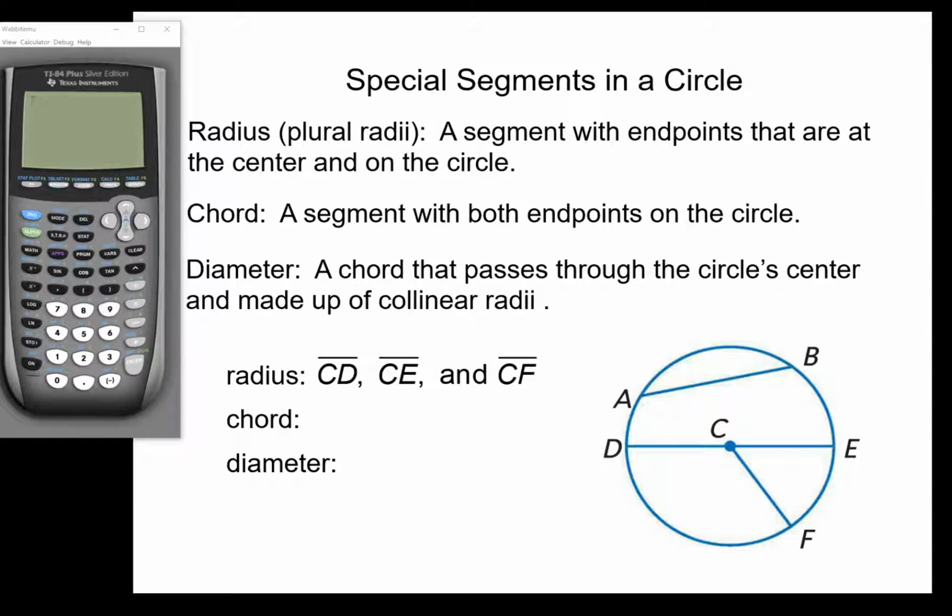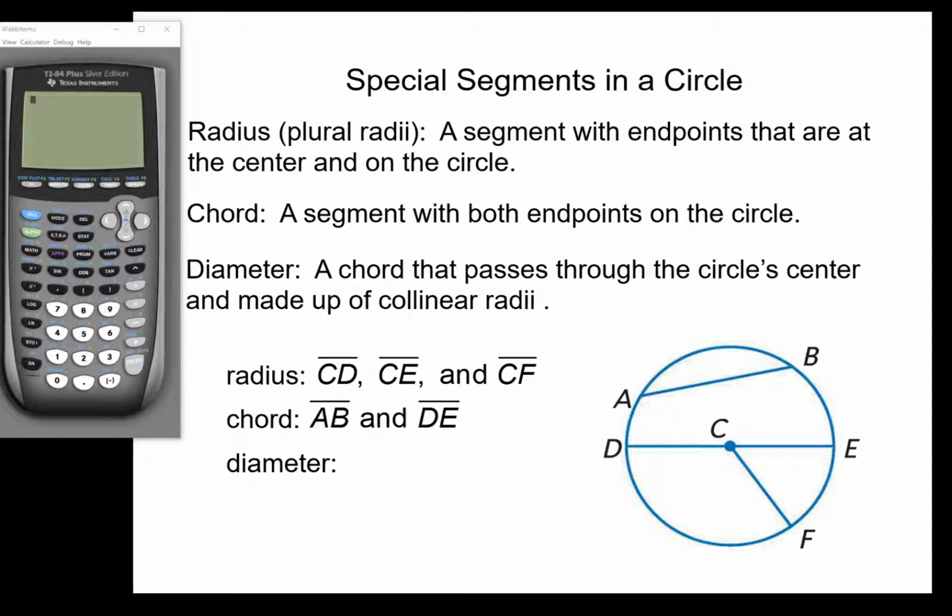Now, chords are segments with both endpoints on the circle. So if I look at this, point A is on the circle and point B is on the circle, so AB is a chord. Now, yes, I know it's spelled with an H, but we pronounce it chord. The H is completely silent. There is another chord in here, and that is DE. Even though it passes through the center, we still call it a chord. So there are two there, AB and DE.